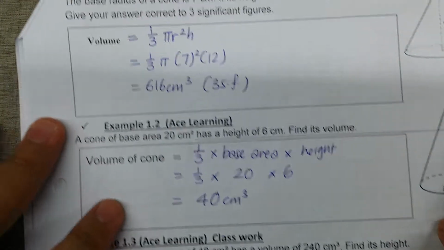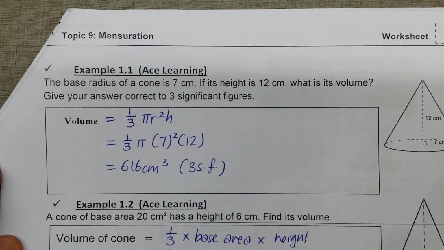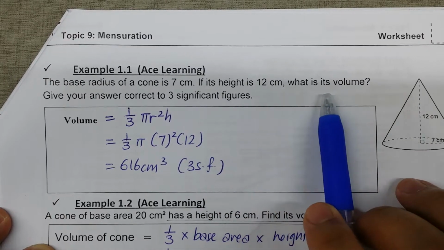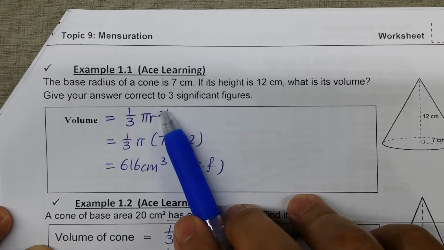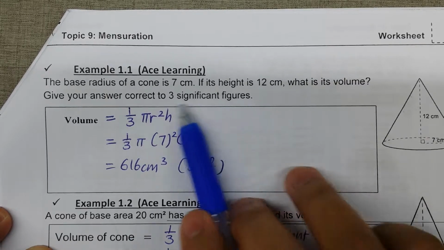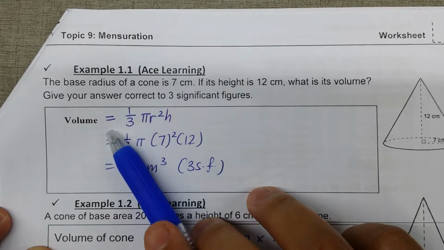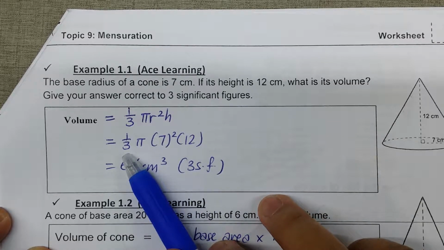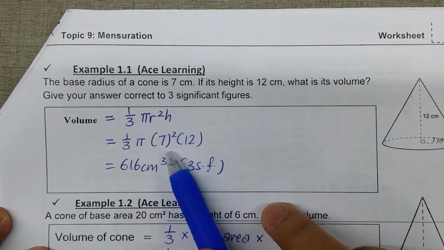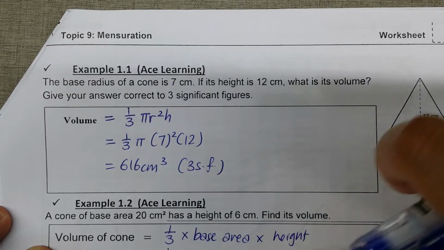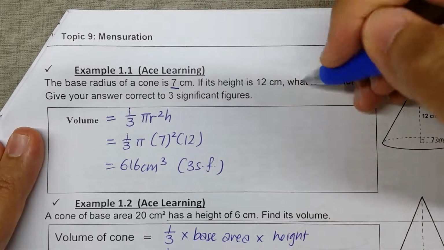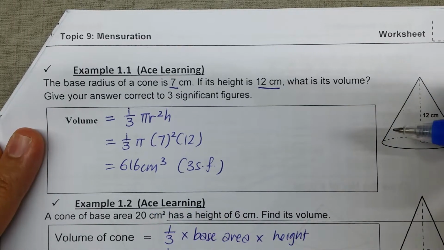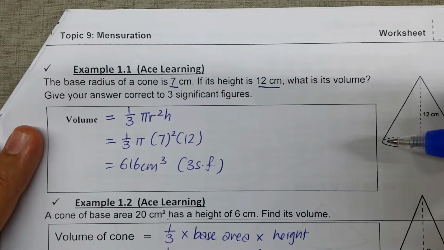The first one, example 1.1. The base radius of a cone is 7 cm. If the height is 12, what is the volume? Give your answer correct to 3 significant figures. This is under ACE Learning. Volume, recall the formula 1/3 pi r square h. So 1/3 pi, I sub in r as 7, sub in h as 12. Both of them are given in the question. So I just use them, multiply up. It's just application of the formula.